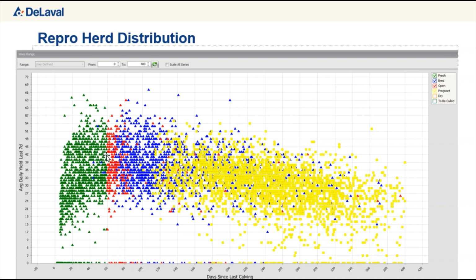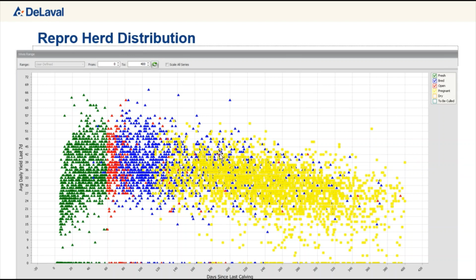I can see that the red color starts around 60 days after calving, which is okay for me. And most of the breeding starts right here. And I have bred cows till more or less around 140, 150 days after calving. And then I have pregnant cows in my system. But there are certain cows which need immediate attention.